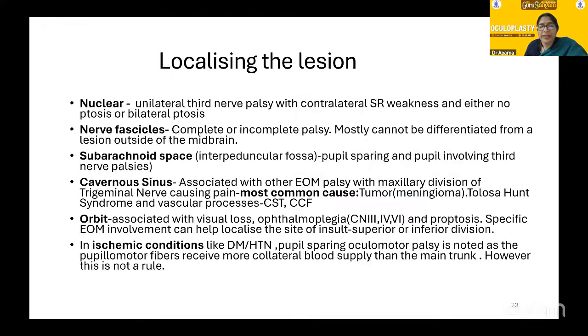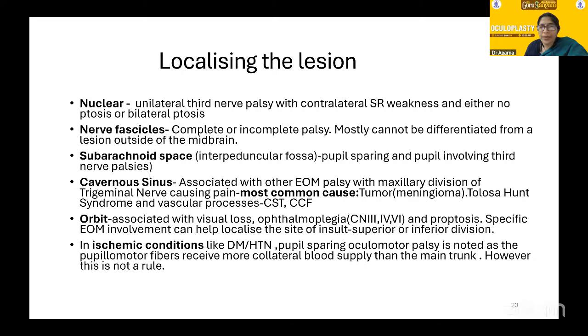Localizing the lesion would be easy if we know the anatomy. If it's a nuclear lesion, unilateral third nerve palsy with contralateral superior rectus weakness would be seen. If it is a cavernous sinus lesion, you would have other extraocular muscle palsies along with the maxillary division of the trigeminal nerve causing pain. If it's an orbital lesion, then you can have total ophthalmoplegia with proptosis.